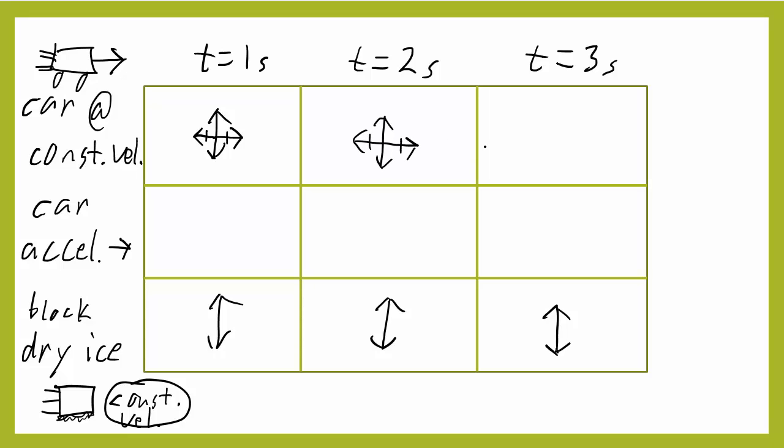Sorry. But we get a picture that looks something like this, where constant velocity means the forces are either not there at all, or they are exactly the same size so that they cancel out.